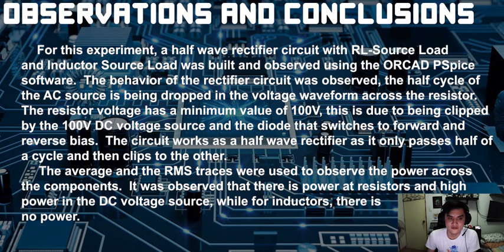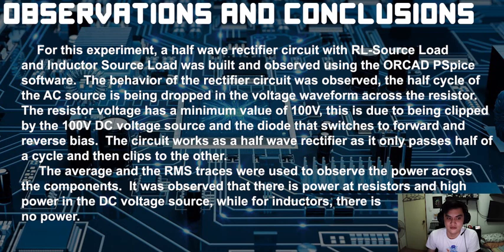The behavior of the rectifier circuit was observed. The half cycle of the AC source is being dropped in the voltage waveform across the resistor. The resistor voltage has a minimum value of 100 volts. This is due to being clipped by the 100 volts DC voltage source and the diode that switches to forward and reverse bias. The circuit works as a half-wave rectifier as it only passes half of a cycle and then clips to the other.